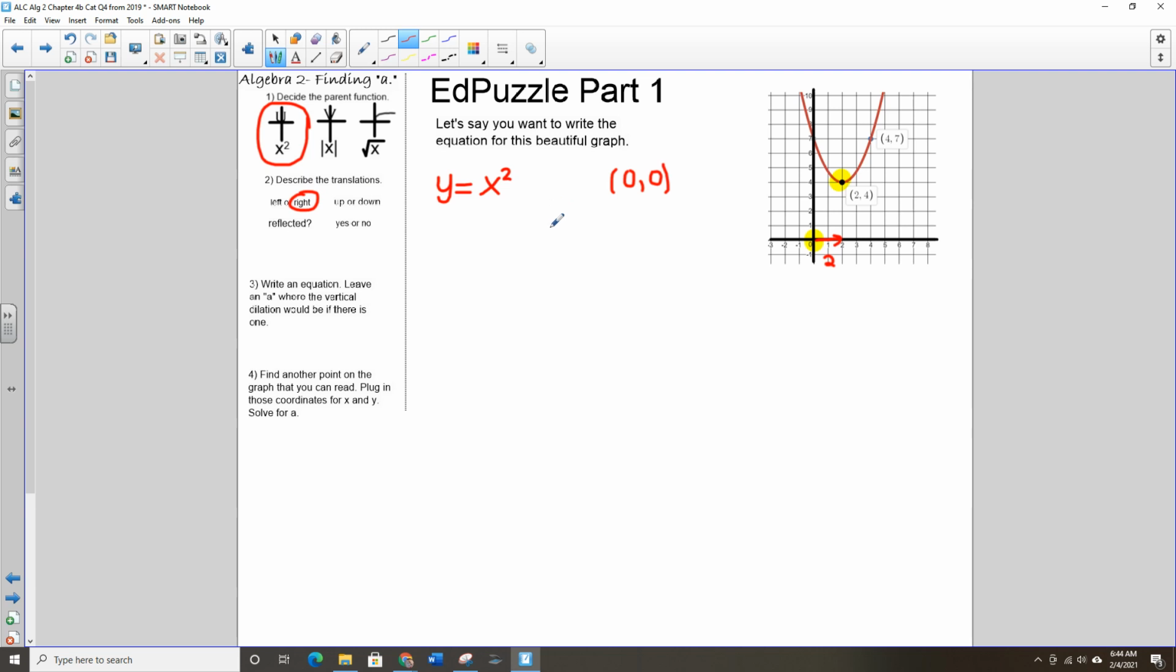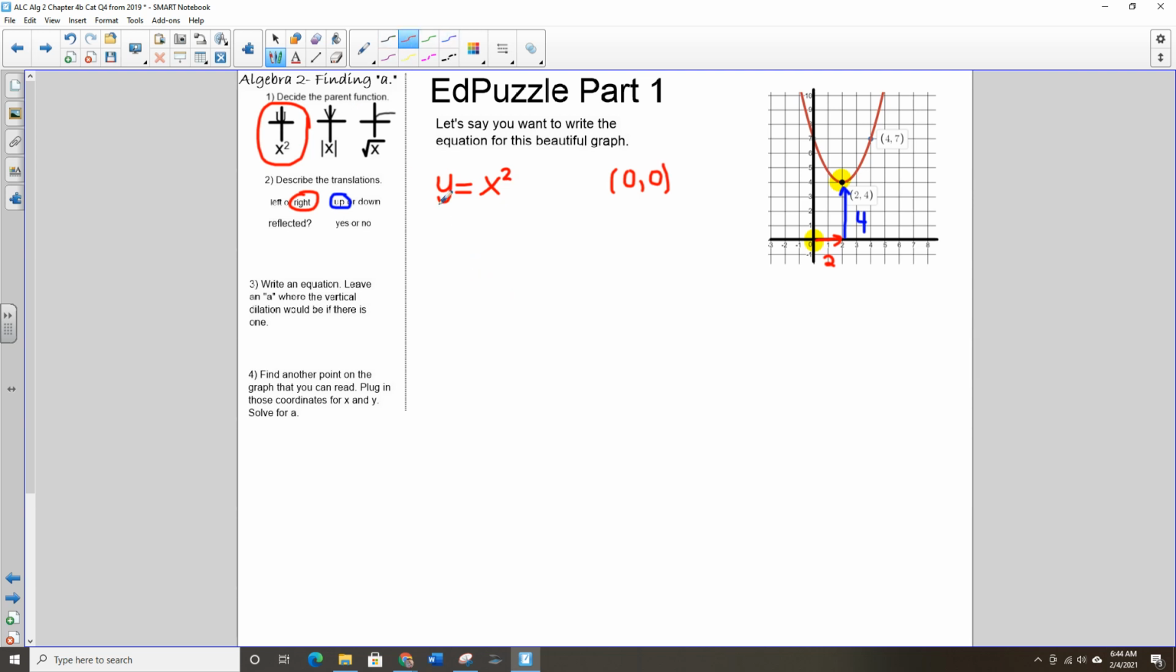The next question is, from 0, 0, did that vertex go up or down? The correct answer is it went up. How much did it go up? And the correct answer is it went up 4. So we're going to use that to write our equation.